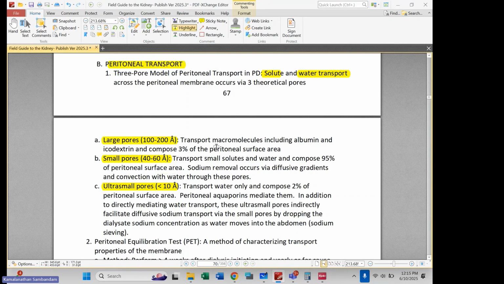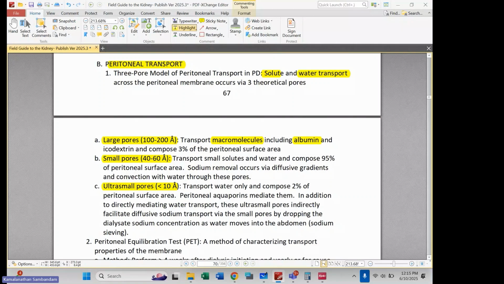mathematical large pores would allow one to model how much macromolecular solute flux there is during the course of peritoneal dialysis. For instance, we're removing roughly about 10 grams of albumin per day in a typical peritoneal dialysis patient. Okay, there are varying numbers, but you can round it off to about 10 grams per day of albumin clearance. And presumably this albumin is cleared through these large pores in the peritoneal membrane.